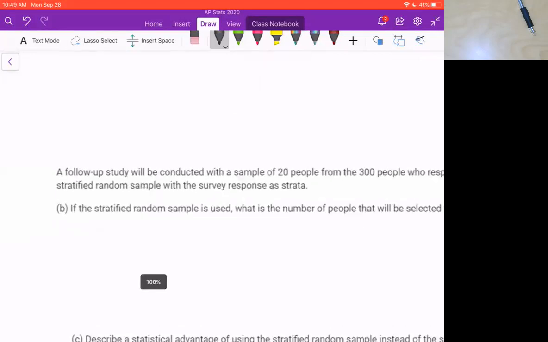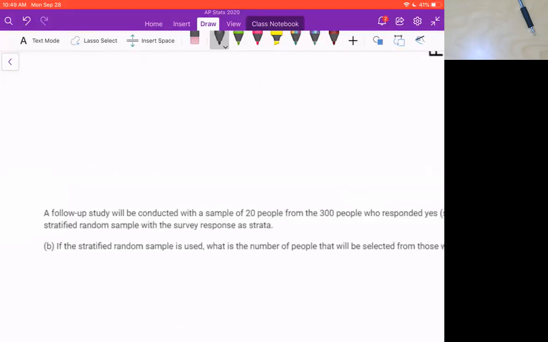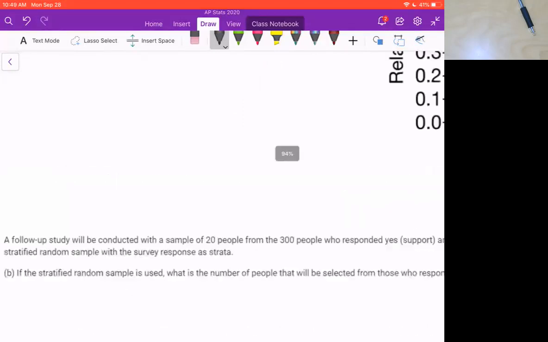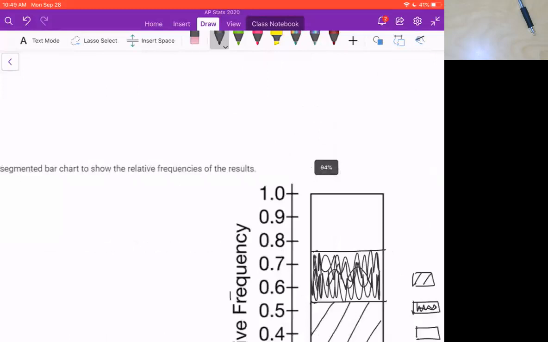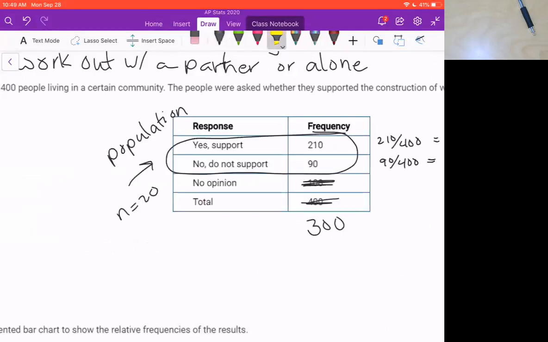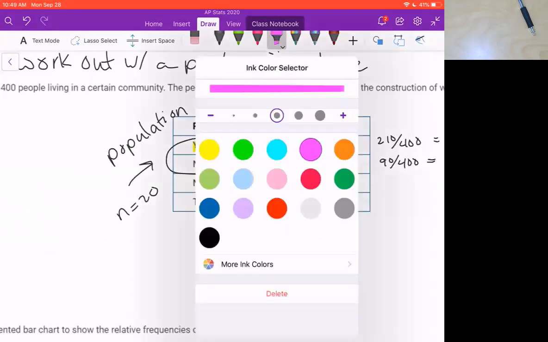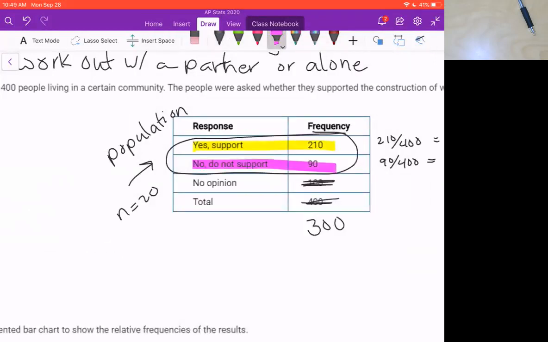Or a stratified random sample, using survey response as strata. So a stratified sample would mean that we take a sample from the ones that support. So we're going to take a sample from here, and we're also going to take a sample from here. So we're going to take some from the yellow group, some from the pink group.